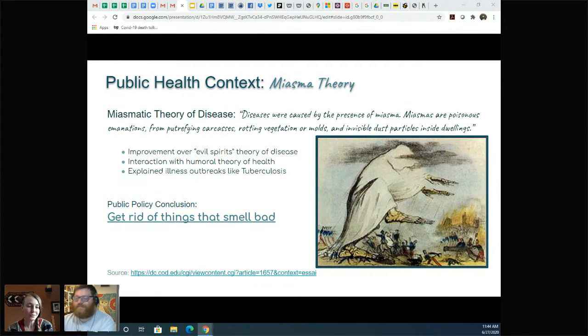This idea was an improvement over the evil spirits theory of disease. But of course, the previous idea was the humoral theory of health, which is that you needed to balance your humors. The humoral theory was the top theory for a millennium or so, centuries at least. The problem is that it didn't really explain plagues. Like, there'd be an outbreak of plague. Did everybody in the city have humid blood? How did that happen? So the miasma theory contributed somewhat by linking some sort of environmental factor to health outcomes.